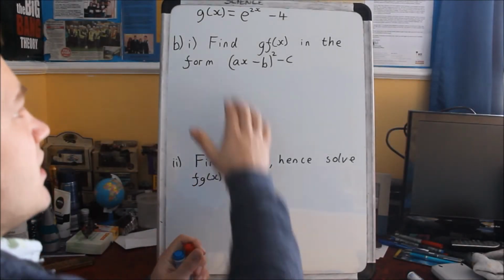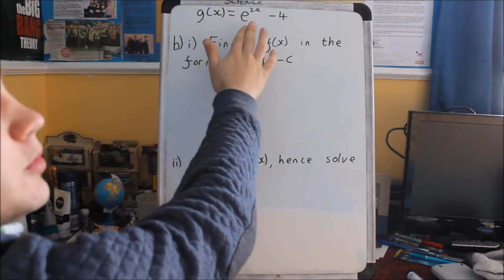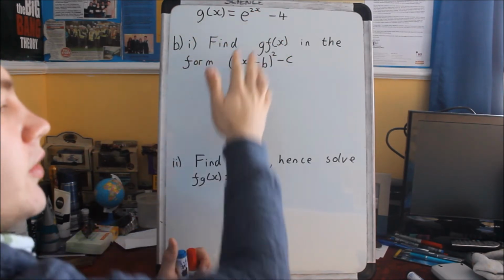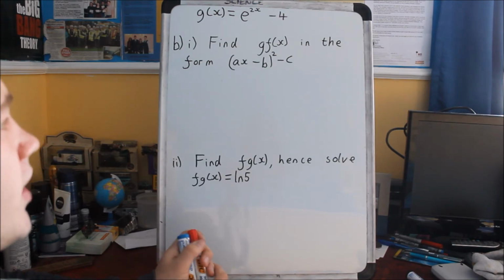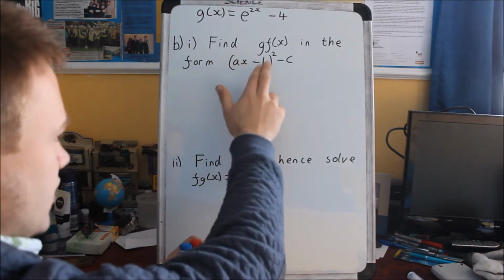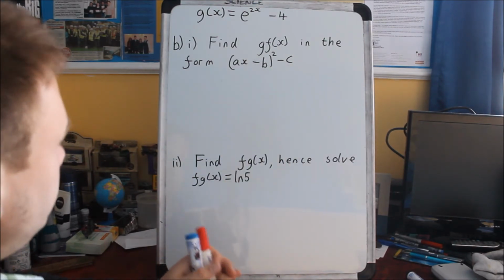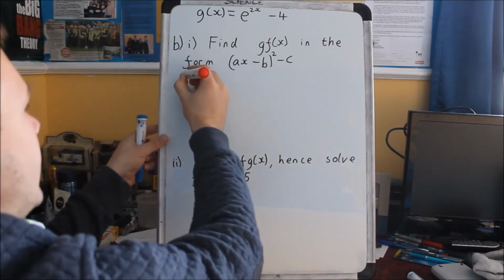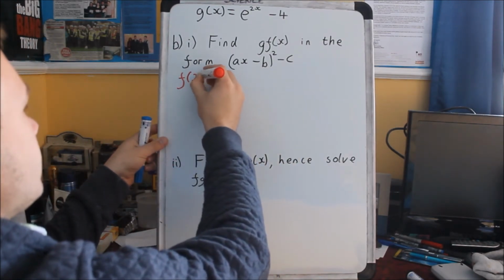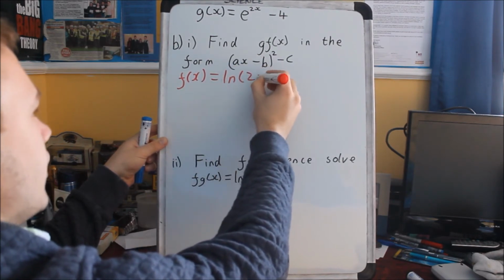Okay, so B, it starts off by giving us some new information. g of x, or another function of x, equals e to the 2x minus 4. That's what it gives us. B part 1 says find gf of x in the form (ax minus b) squared minus c, where a, b and c are integers. So, for your benefit, f of x, I'll remind you, is the natural log of 2x minus 3.